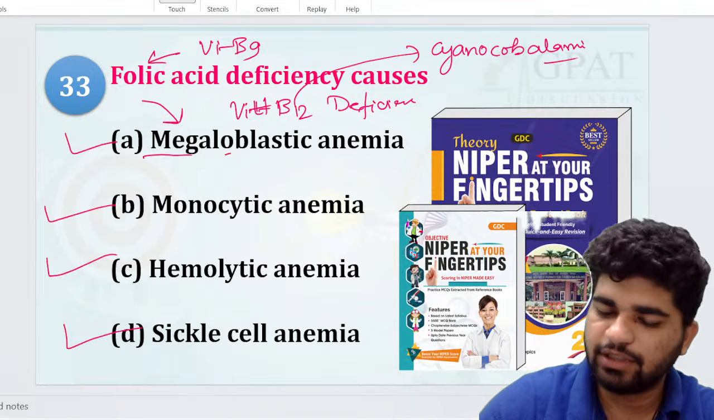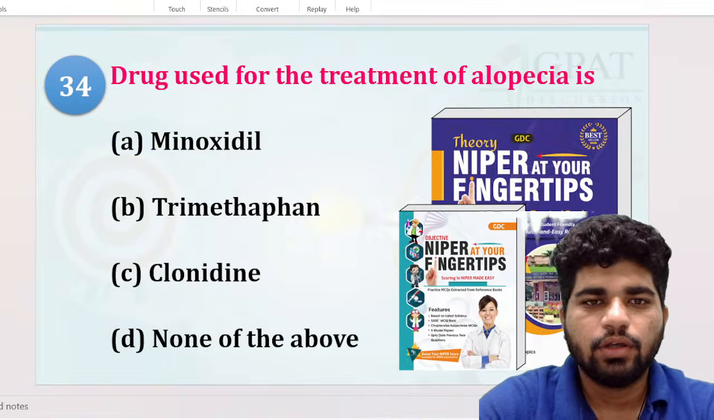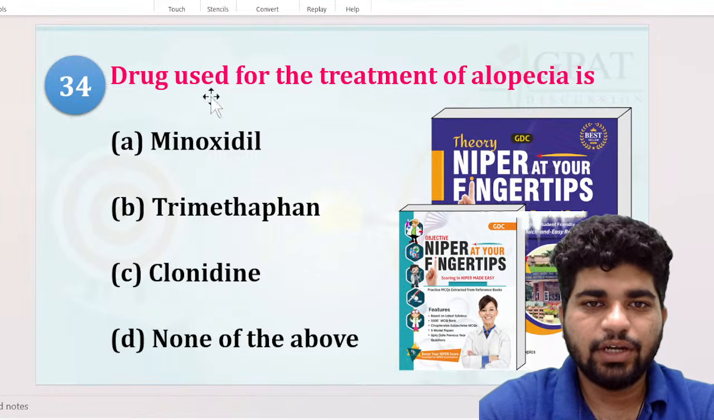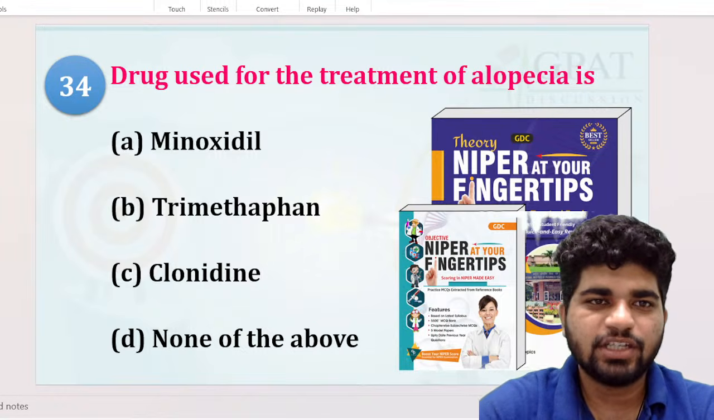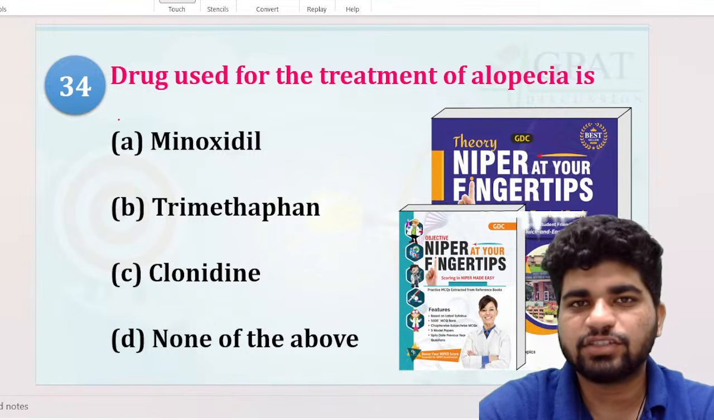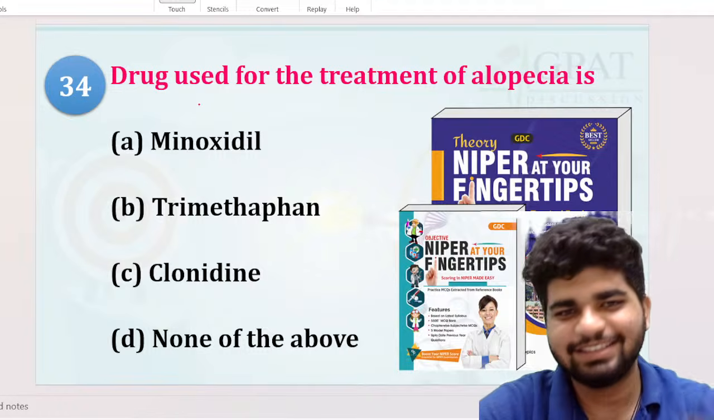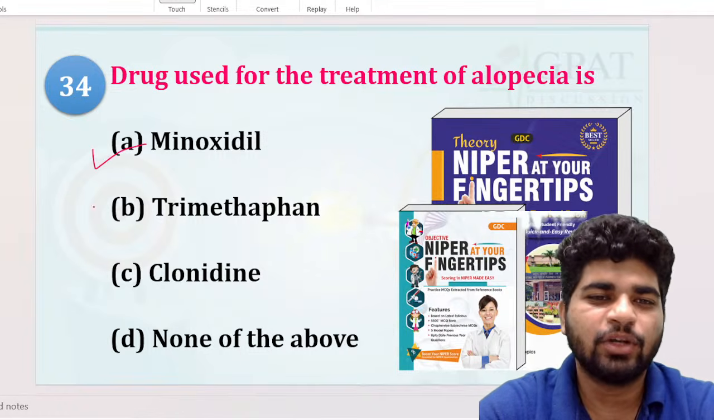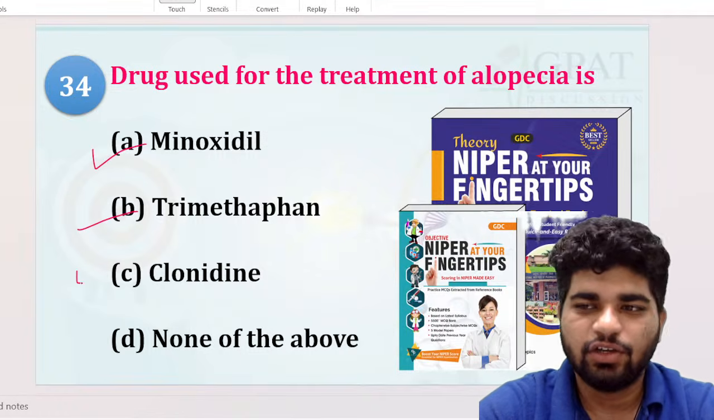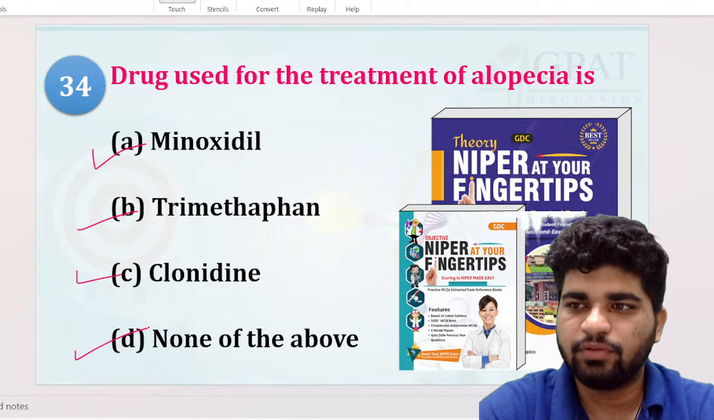Cyanocobalamin. Okay, so that's an important question. Now this one, 34th question: drug used in the treatment of alopecia. Alopecia is nothing but baldness. Baldness means no hair. Is it minoxidil, trimethophan, clonidine, or none of the above?